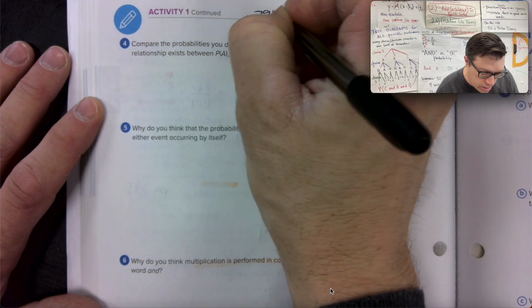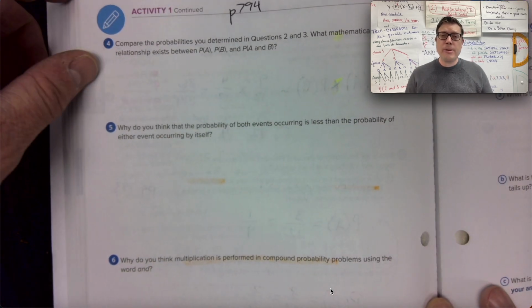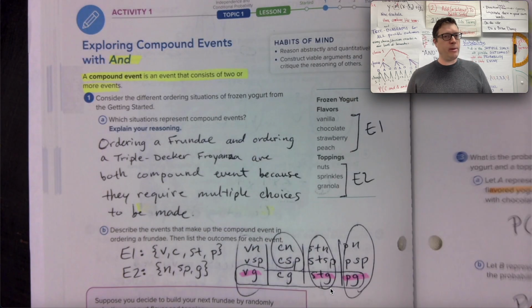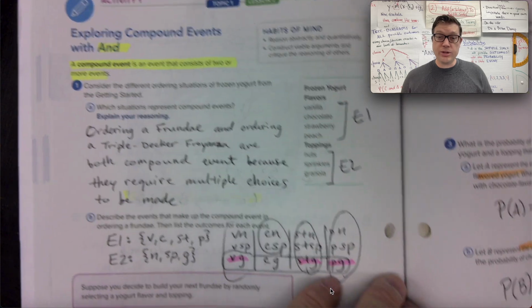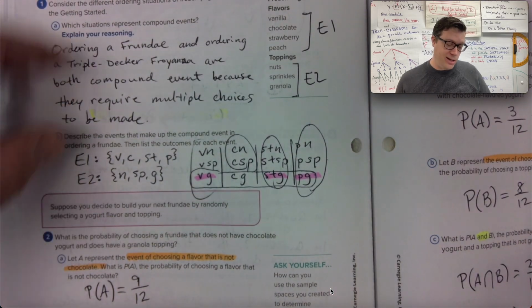Just as we get started here, page 794 is our current location. You are talking mathematics. We're talking probability specifically. And if you haven't yet gone back and watched page 792 in the instruction on that one, maybe pause the video and go watch that video.